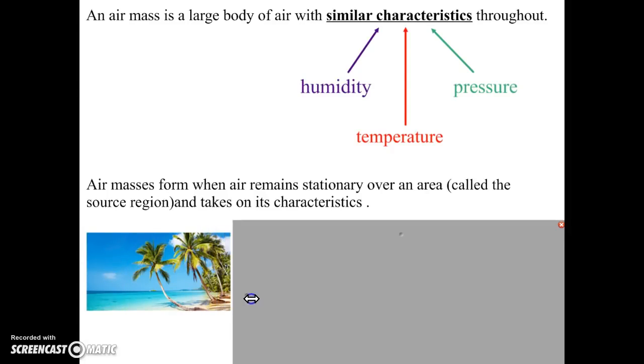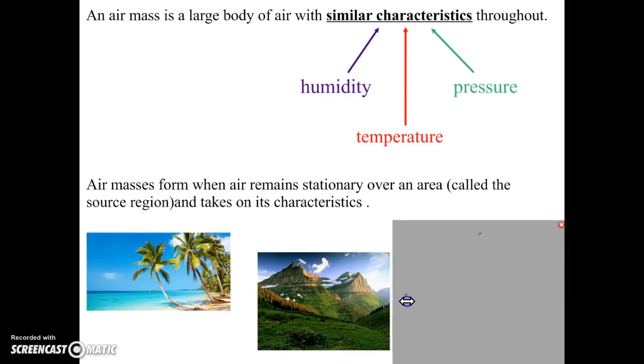For example, if an air mass were to hang out over a tropical beach, it would become warm and it would become humid because of the warm water. If an air mass were to hang out over the mountains of Glacier National Park, it would most likely have a low humidity because it's inland, it's not near any large body of water, and it would probably be a cooler air mass because we're at a much higher elevation.